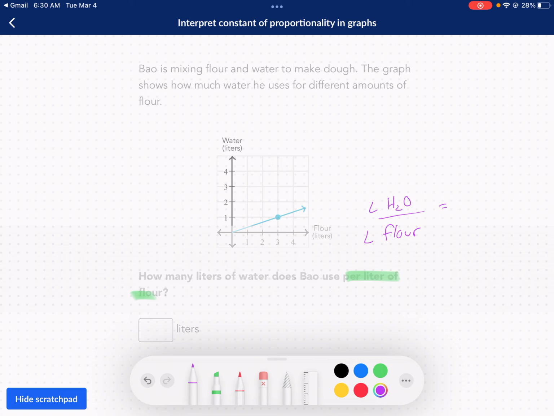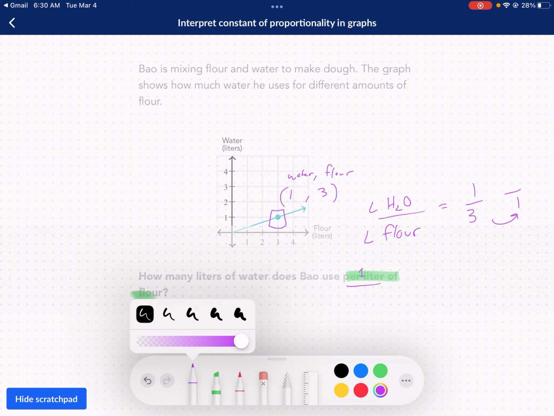Okay, so let's pick this point. On this point, we have 3 for flour, and for water, we have 1. That's the point. 1, that's my water, and then 3, that's my flour. So it's 1 to 3, or 1 over 3. But I don't want it to be 3. I want it to be 1 in the bottom, because per implies 1 liter of flour. So I want this to be 1. How do I get it to go down to 1? Well, I have to divide it by 3. So I have to divide the top by 3 also.